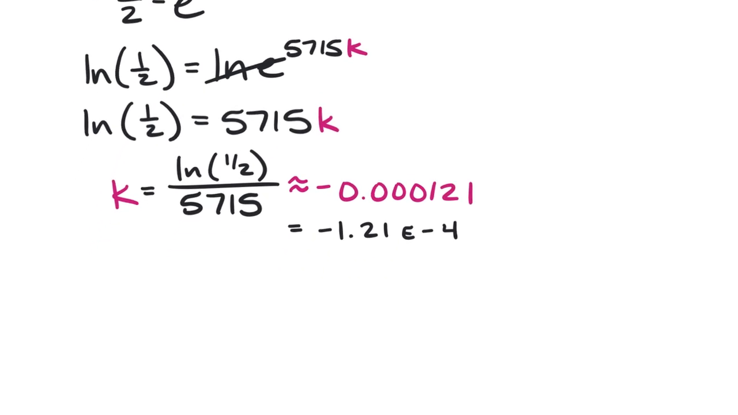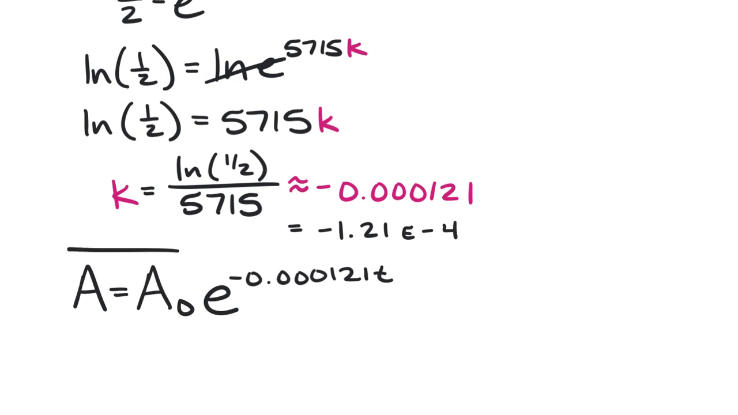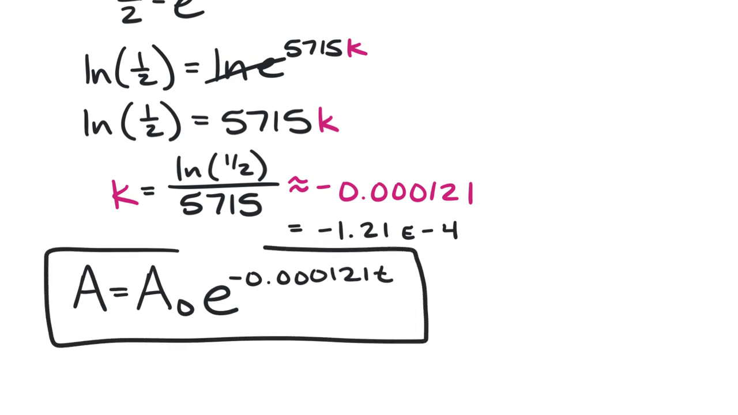Okay, so part A, remember, was wanting us to write a formula where we had the k value. So A equal to a sub 0 times e to the negative 0.000121 times t. That's our formula, just basically plugging in the k value that we found.